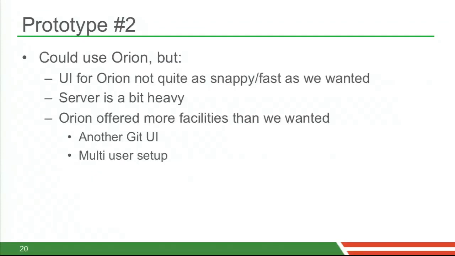So what we're going to use technology-wise to build this little thing, we could use Orion. Orion does have this locally deployable mode where you can host the server locally and connect to it. But we'd been using Orion to do the extensions for Orion in the Prototype 1. And it was just not as snappy and fast as we wanted. Some of the UI interactions weren't quite what we wanted.